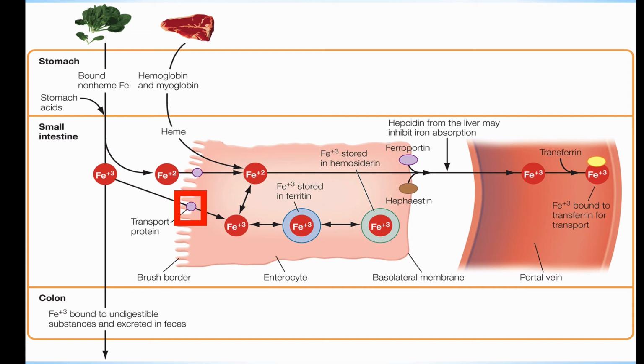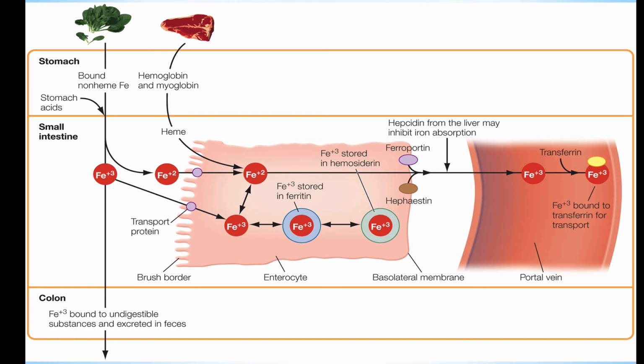The Fe3 is then stored. It's held in a form called ferritin, and it will be stored there until the body decides it needs more iron in the blood. That Fe3 can then be oxidized and transported into the portal vein. Some of the Fe3, you'll notice, doesn't even get into the enterocyte. Some of it, even though the transport proteins are there, goes right down to the colon, and it's bound to undigestible substances such as fiber, and it's excreted in the feces.